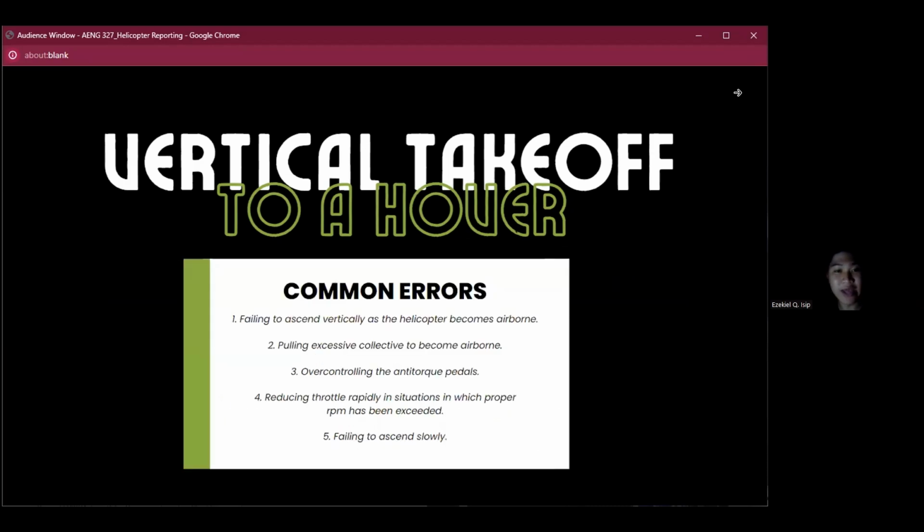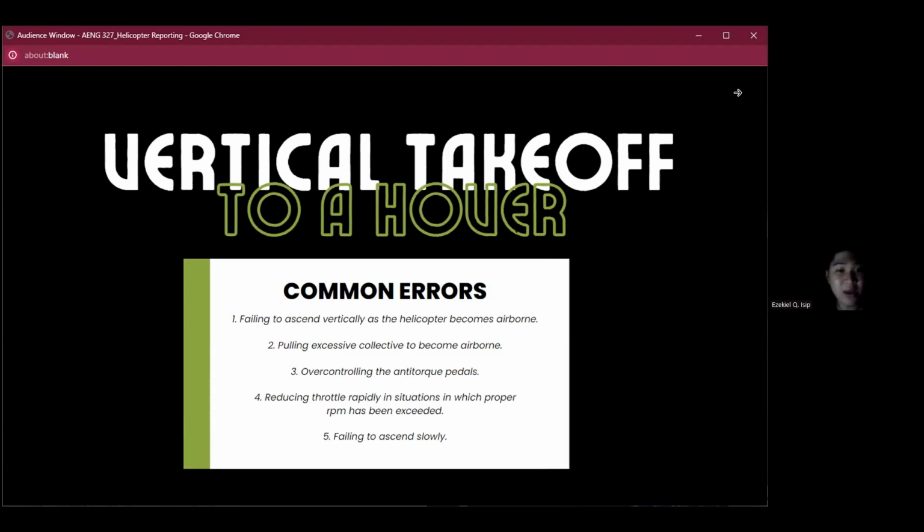Next slide, we have the common errors. Number one, failing to ascend vertically as the helicopter becomes airborne. Number two, pulling excessive collective to become airborne. This causes the helicopter to gain too much altitude. Third is over-controlling the anti-torque pedals, which not only changes the heading of the helicopter, but also changes the RPM. Fourth, we have reducing throttle rapidly in situations in which proper RPM has been exceeded. Usually, this results in exaggerated heading changes and loss of lift, resulting in loss of altitude. And lastly, failing to ascend slowly.